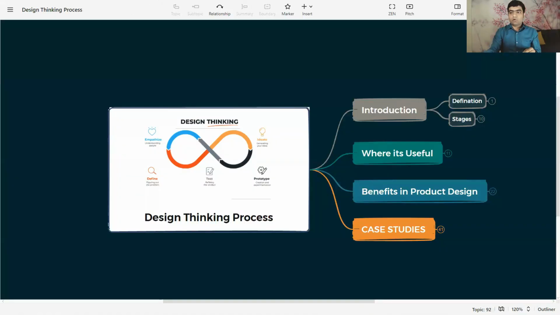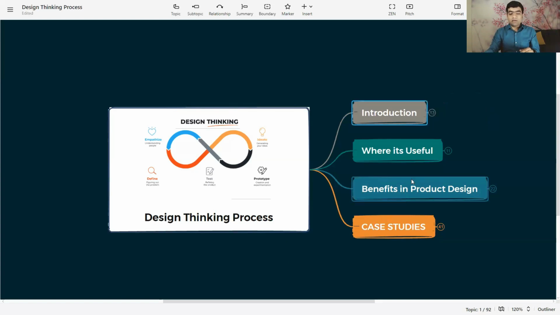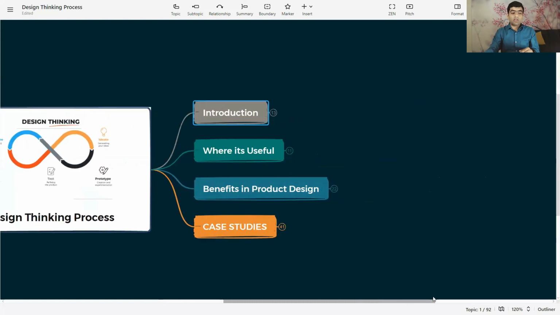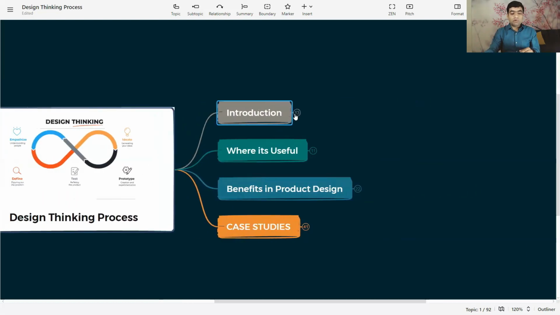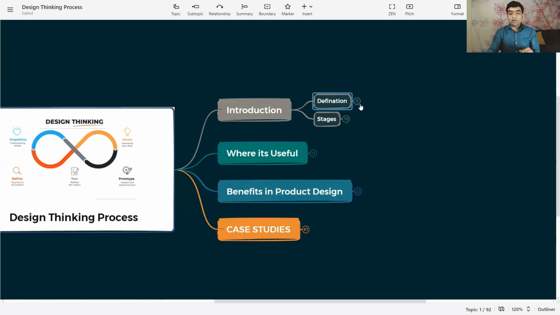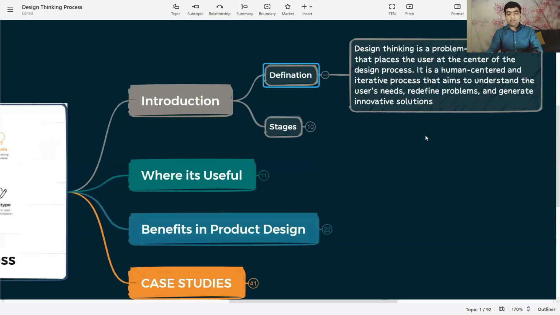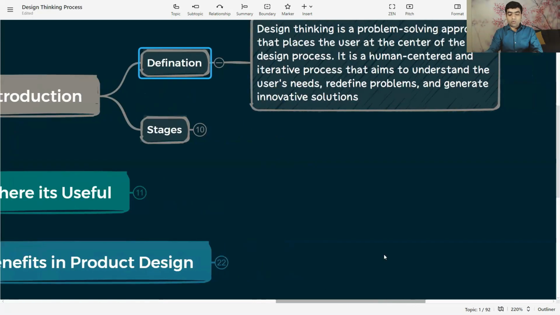Okay, so this is the last agenda we have. Once again, welcome to this last part of this session, the design thinking process. What exactly do you mean by design thinking and how is it useful in product design? So we'll see the introduction here. Definition: this is the generalized definition, you will find it on Google.